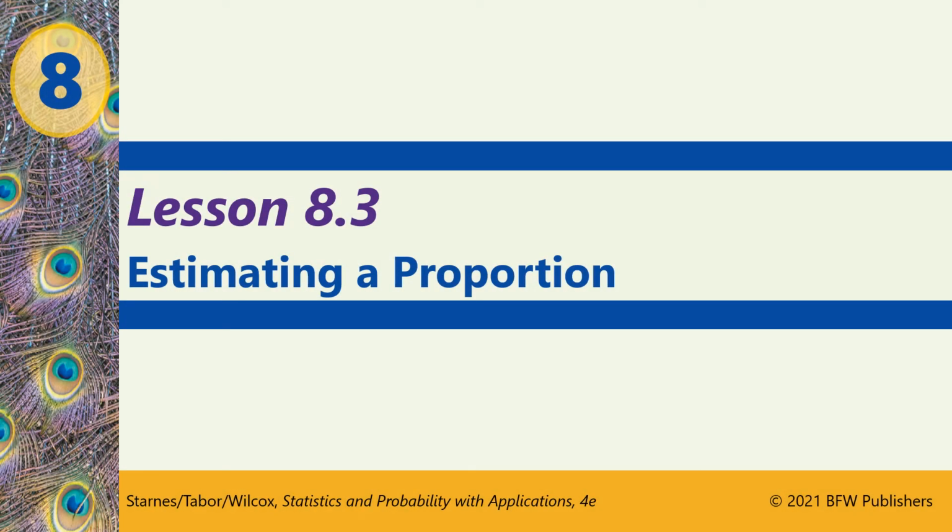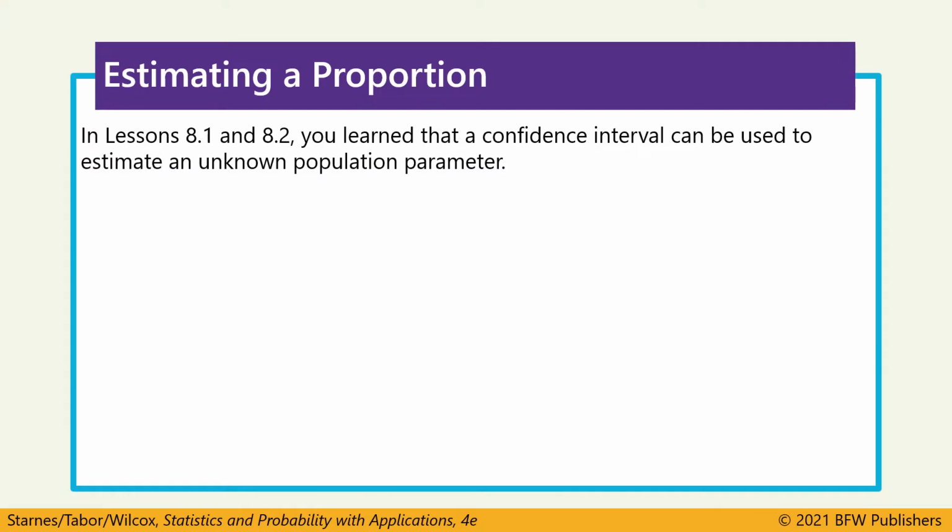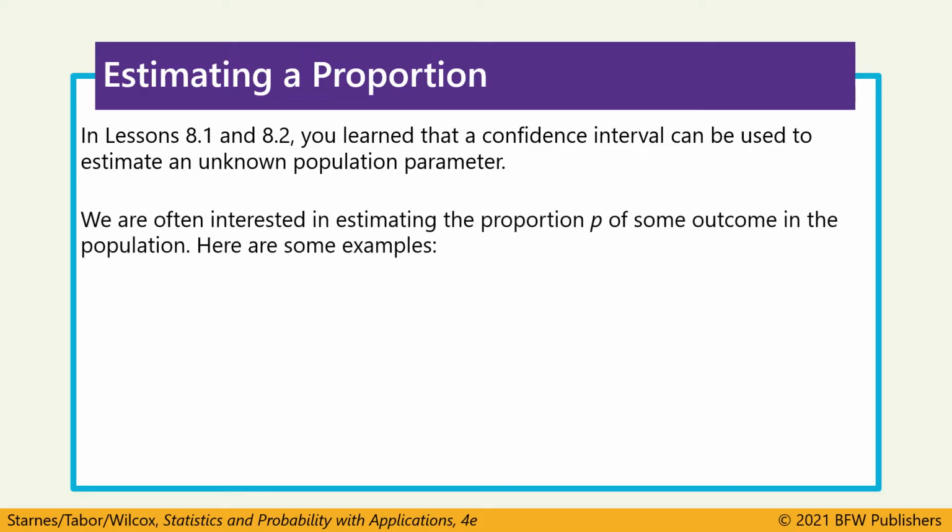Lesson 8.3, Estimating a Proportion. In the first two sections of this chapter, we learned about confidence intervals and how they're used to estimate a population parameter. We're often interested in estimating the proportion, P, of some outcome in an entire population.